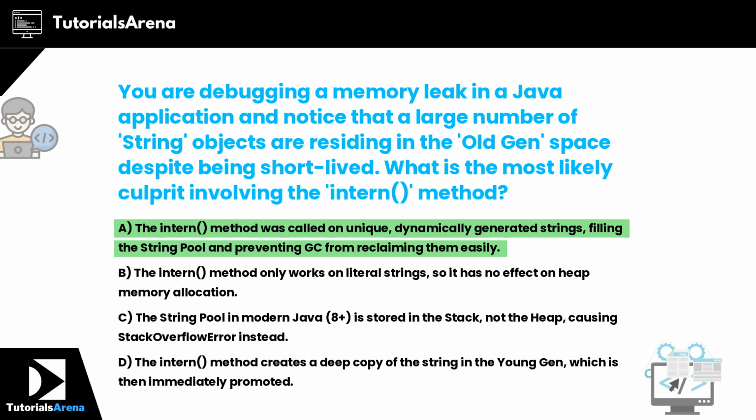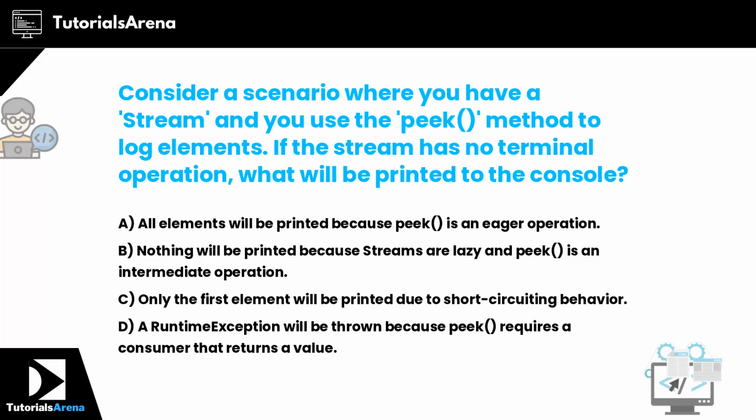from reclaiming them easily. Consider a scenario where you have a stream and you use the peek method to log elements. If the stream has no terminal operation, what will be printed to the console? Answer is B. Nothing will be printed because streams are lazy and peek is an intermediate operation.